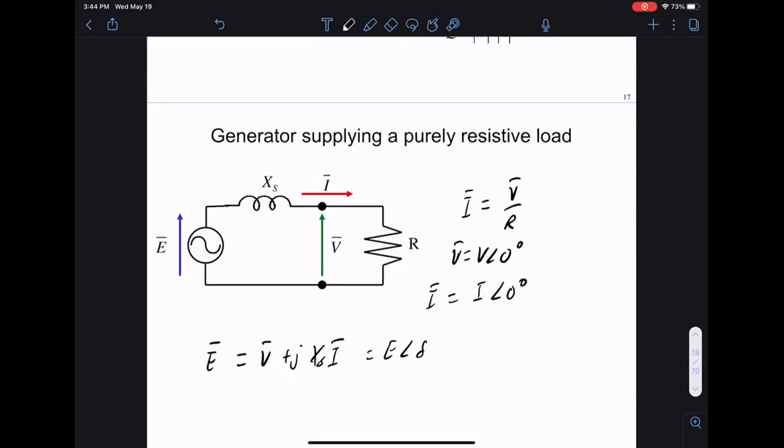Right. So I'm adding, right? So here the picture is, this is angle 0. This is my V. Ji is a real number. So JXSI is a real number pointing up. This is JXS times I. So my angle, this delta, is positive. This happens to have a positive angle.